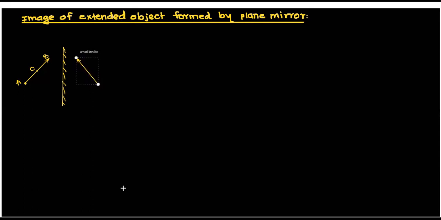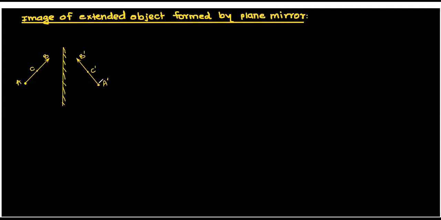Like this the image will form. And this point is what again? A dash. This one is C dash, and this one is B dash. This is its image. The image of this object is like this, right? So did you understand now how the image will form of this extended object?